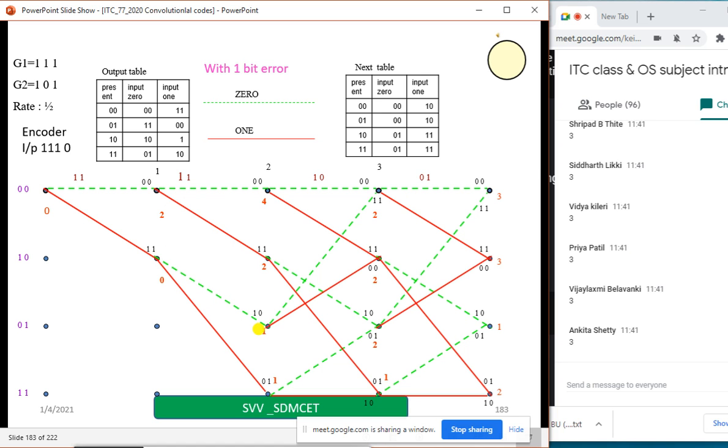Now how to detect? Again follow the same procedure. See here, this is very important, observe carefully. From here I have 2 paths. This is a 2, this is a 0. I will follow this path and I will reach here. Again from here I have 2 paths. This is also 1. This is also 1. Which one do I have to take? No book will specify this.